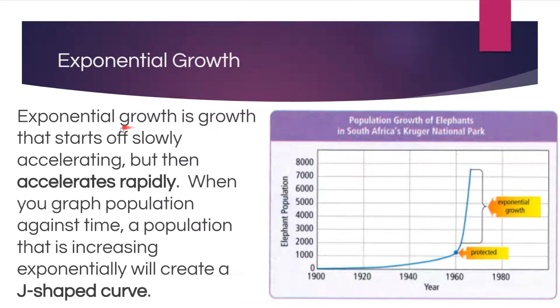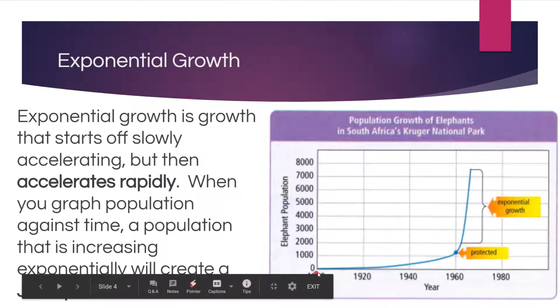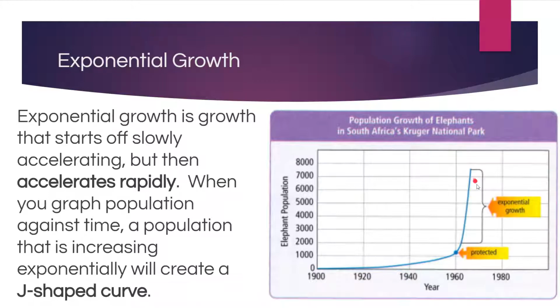Okay, exponential growth. Specifically, this is an important thing to know. Exponential growth is growth that starts off slowly. So we can see here, 1900. It's starting off slowly, but then it accelerates rapidly. This is a population of elephants, a very, very small amount of elephants in 1900, and then it starts climbing slowly, and then it shoots up. Right? We have exponential growth.